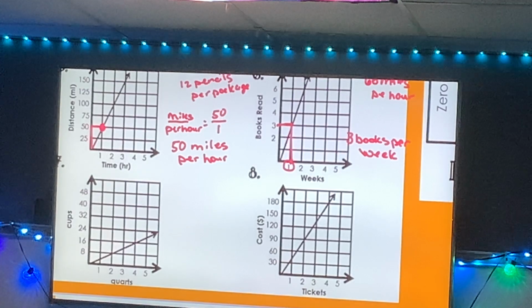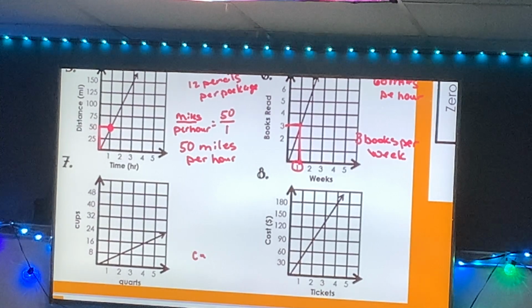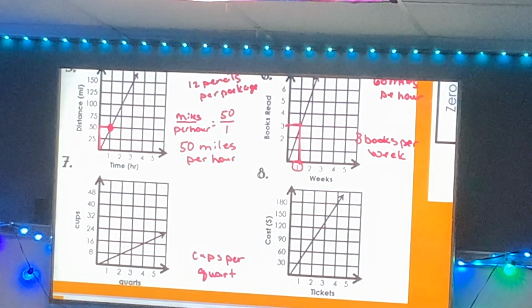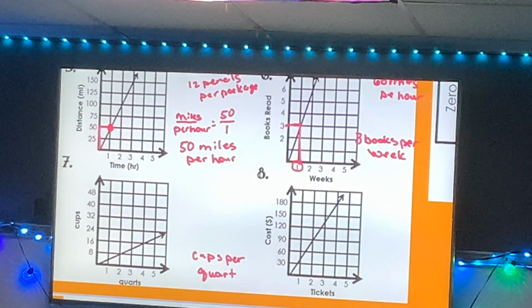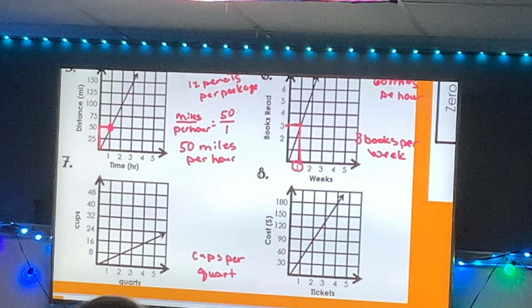The next one is going to be cups per quart. Do you see you're having to read the labels? Label reading is huge. You're going to see on the next one when we start looking at the graphs, they're going to flip the labels on you. And if you don't pay attention, you'll pick the wrong answer. Okay?